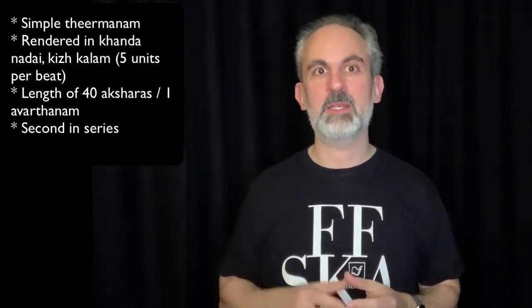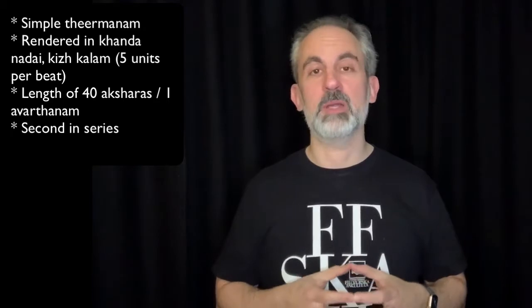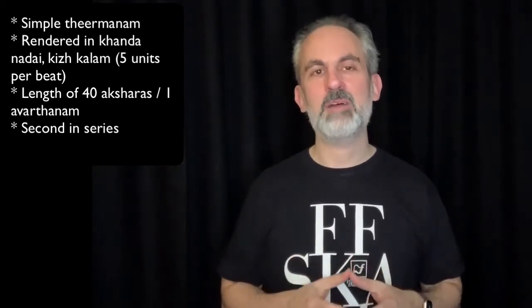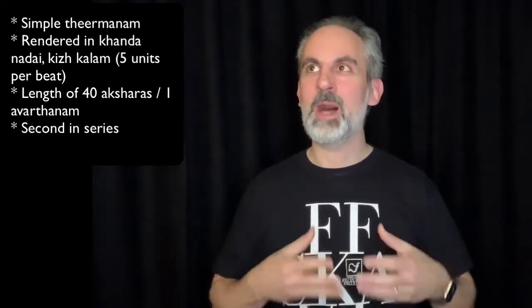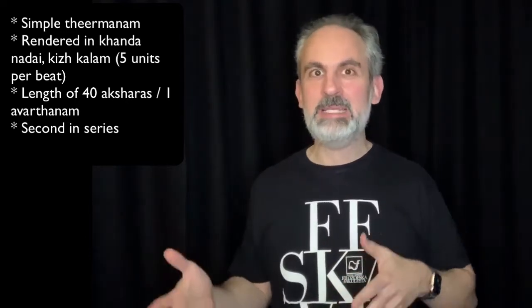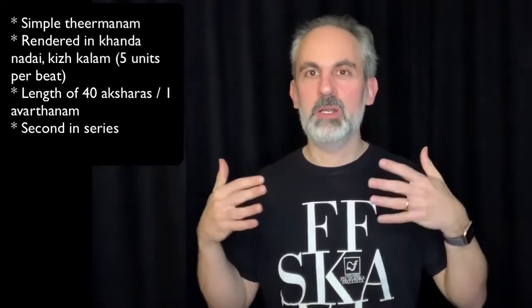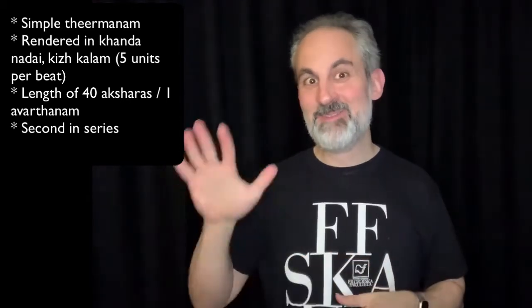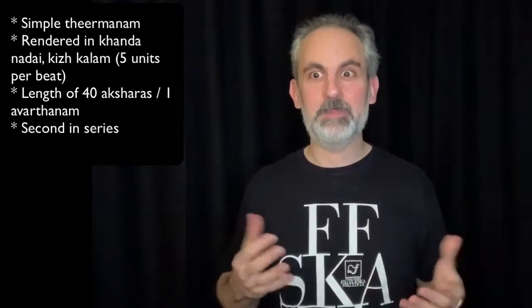So, as I said, this composition is 1 avartanam long, and since aditalam has 8 beats per avartanam, that means in total we have 40 aksharas, whereas we normally equal 1 avartanam with 32 aksharas. Well, that is because we were in chaturashra nadai, that is 4 units per beat, but now we're talking 5, so of course when you multiply 8 by 5, you get 40.